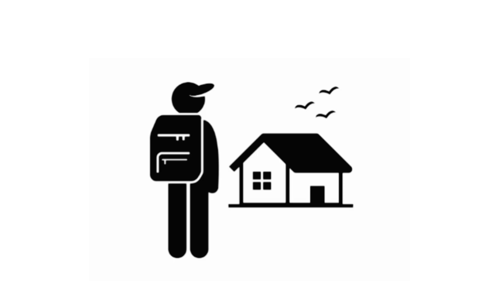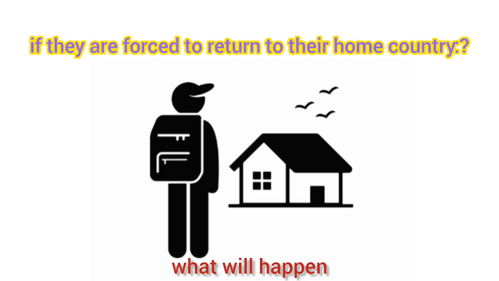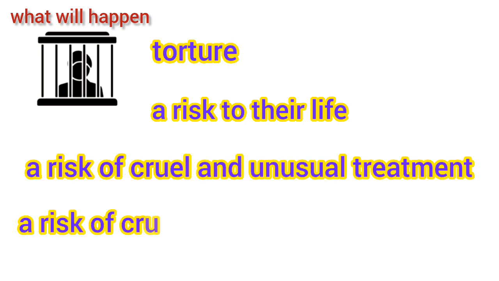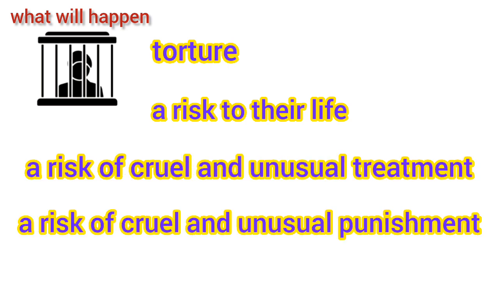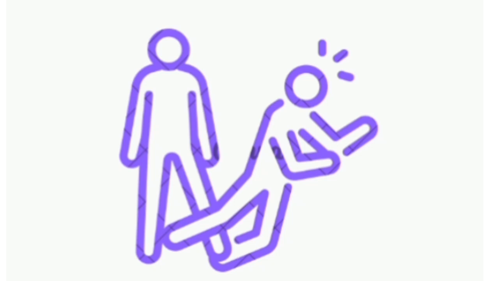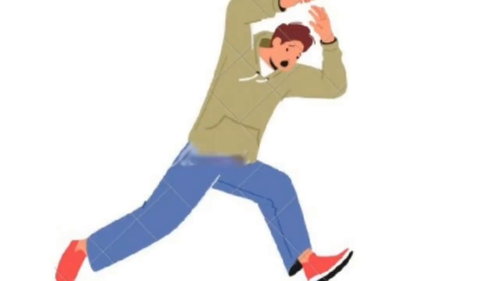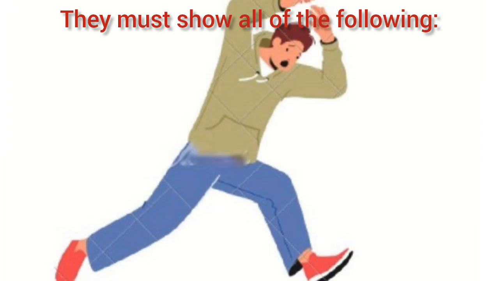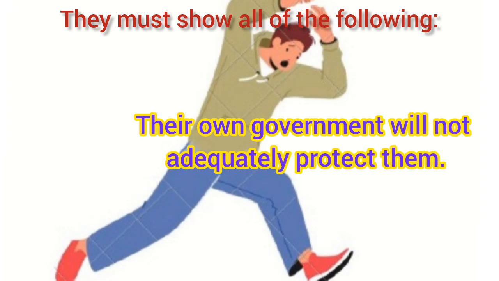A person in need of protection is someone who would likely face at least one of these things if they are forced to return to their home country: torture, a risk to their life, a risk of cruel and unusual treatment, a risk of cruel and unusual punishment. If the claim is based on one of the last three situations of risk, they must show all of the following. Their own government will not adequately protect them.